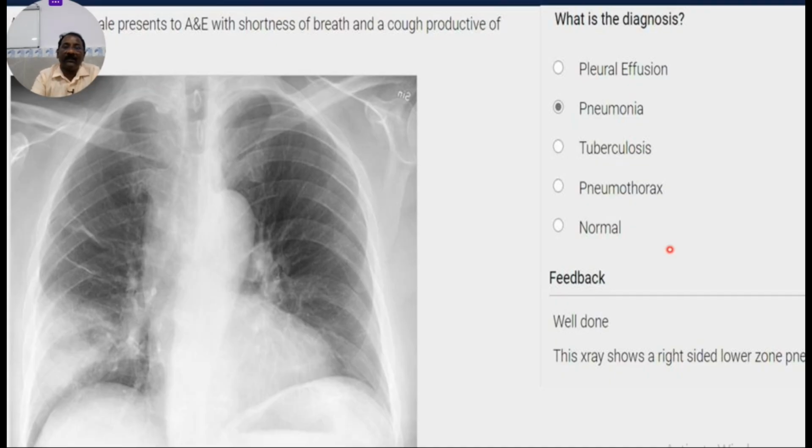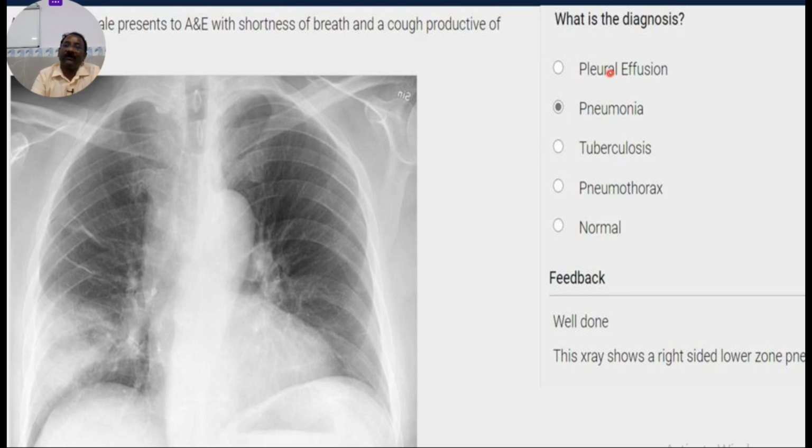See what is the pathology here. Is it the left lung or the right lung? Right lung. Okay. Where is the pathology? Is it the upper lobes or the mid lobe or lower lobe? This is the lower lobe. Is there any air bronchogram? Yes. So this is the air bronchogram. It is a fuse pathology. So your diagnosis, is it pleural effusion or tuberculosis or pneumothorax or pneumonia? So pneumonia is the right answer.